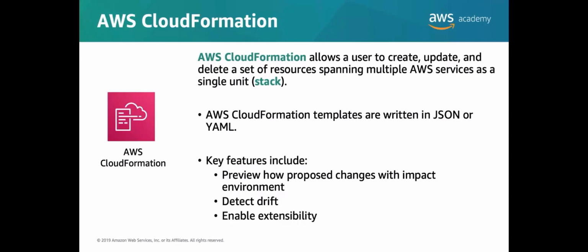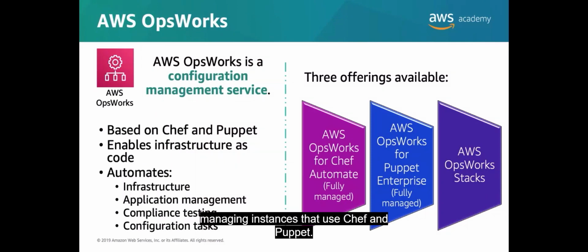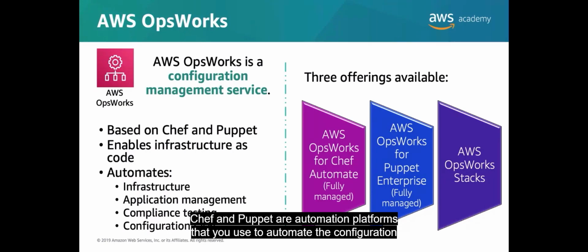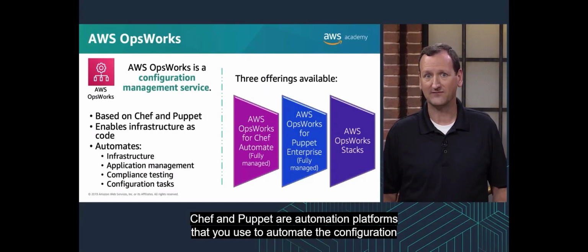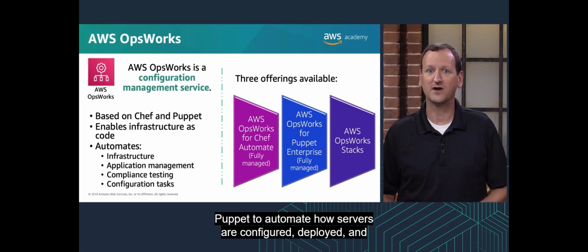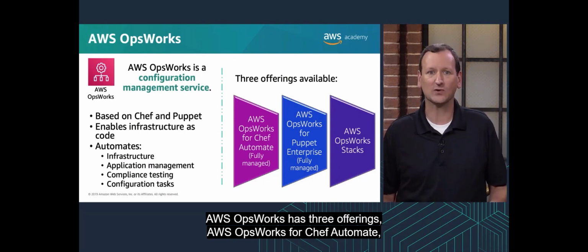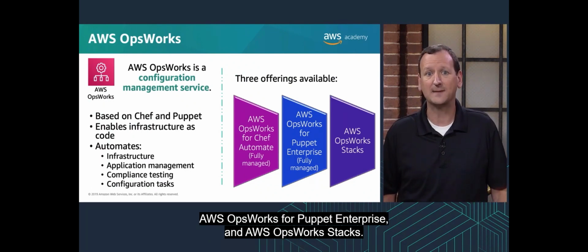AWS OpsWorks is another useful tool for managing instances that use Chef and Puppet. Chef and Puppet are automation platforms that you use to automate the configuration of your servers. AWS OpsWorks enables you to use Chef and Puppet to automate how servers are configured, deployed, and managed across your EC2 instances or on-premises compute environments. AWS OpsWorks has three offerings: AWS OpsWorks for Chef Automate, AWS OpsWorks for Puppet Enterprise, and AWS OpsWorks Stacks.